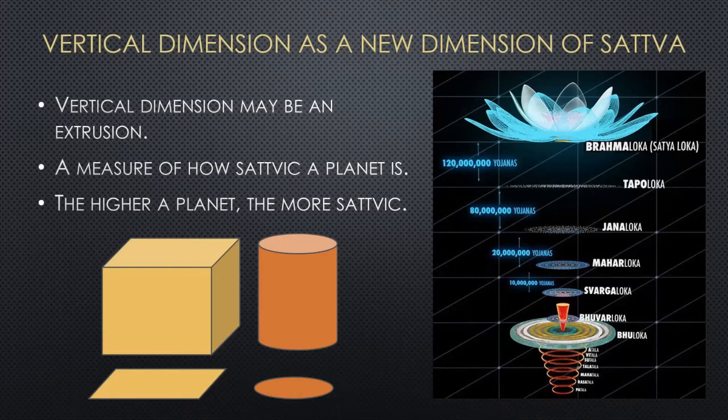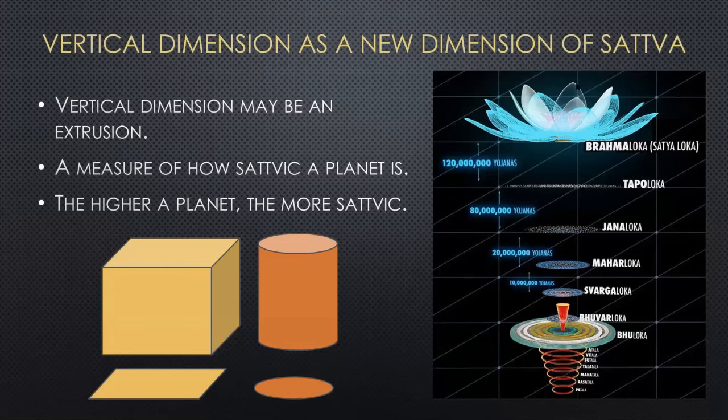So maybe what is happening, and this is just a proposition that we have here, is that we take the Bhumandala plane and we extrude it in the vertical dimension, right? And this new direction is the direction of sattva. So it's not really three-dimensional space. Three-dimensional space is here, right? It's Bhumandala. But then we extrude it, and then we have this vertical dimension, which is sattva.